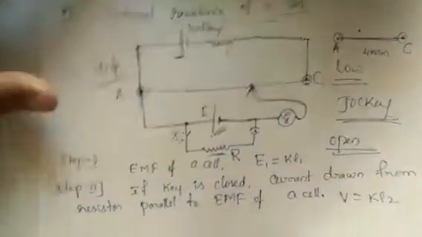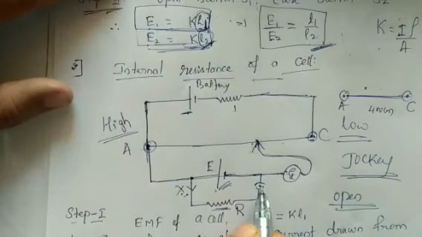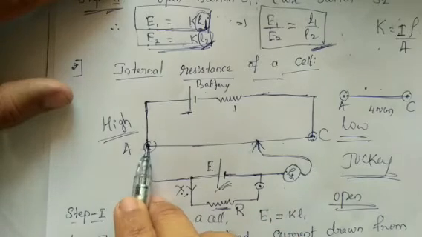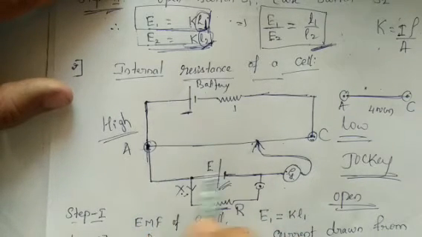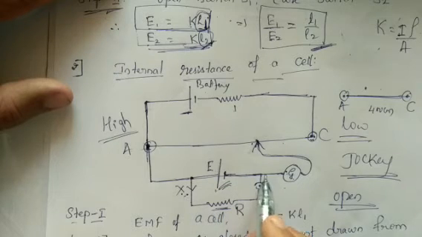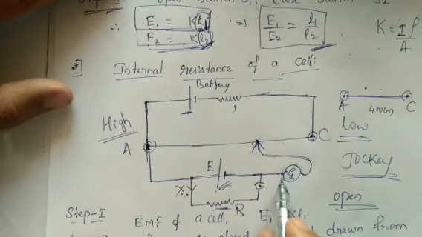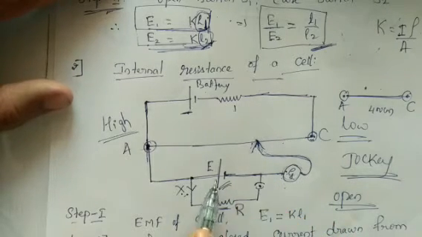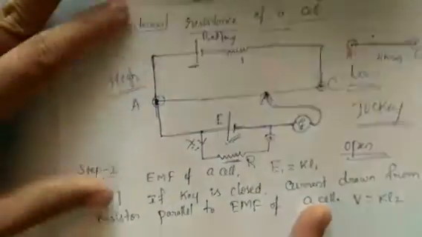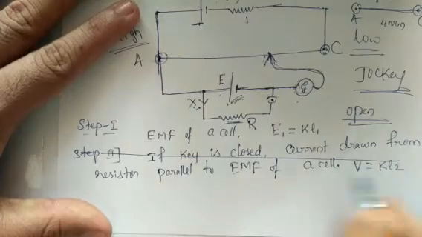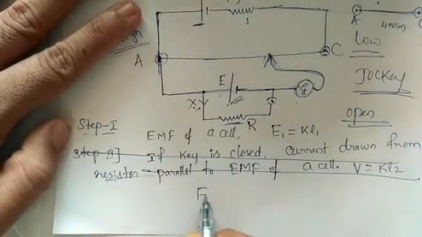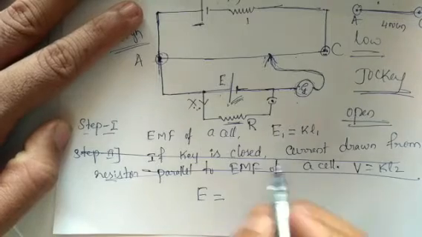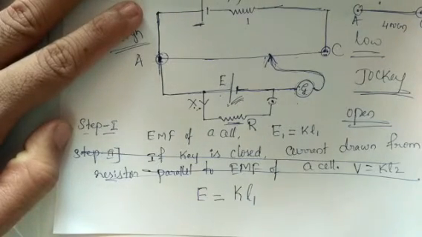So similarly here also, in the first step the key is kept open. If the key is kept open, what happens? The entire electric current flows through the EMF of the cell, which in turn is connected to the galvanometer, so that we can obtain the balancing length corresponding to this EMF of the cell. Whatever balancing length we obtain, I can write E is equal to K multiplied by the length L1.